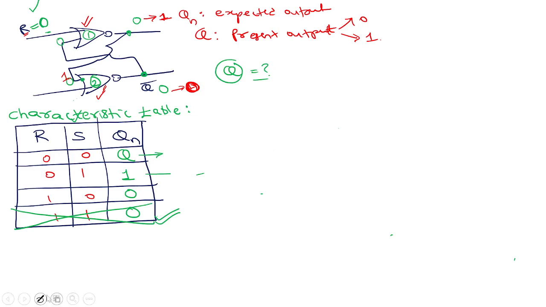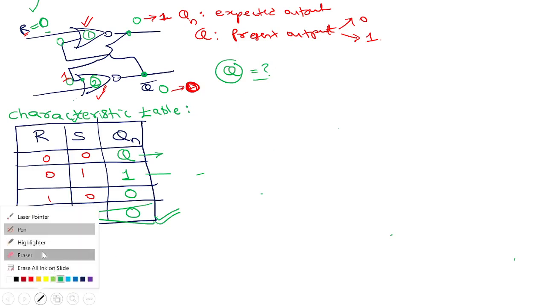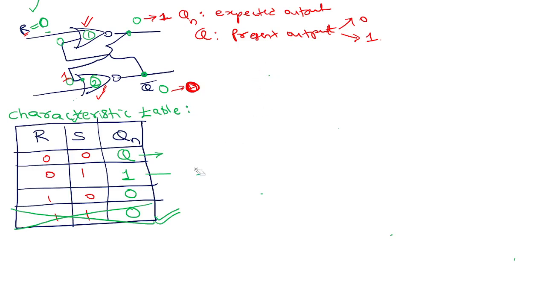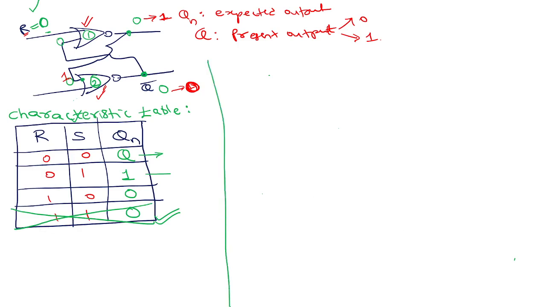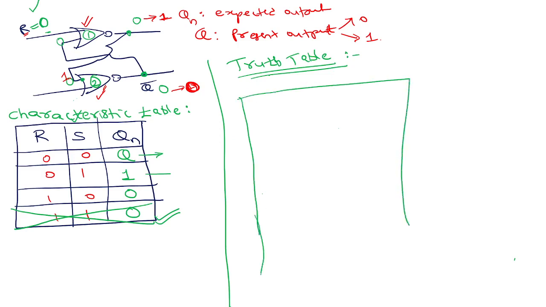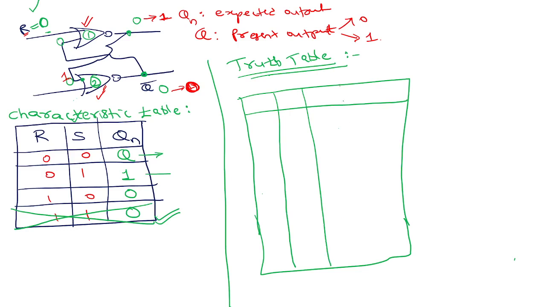Now there is something called the truth table, right? We all know that. Can anybody tell me what is the difference between a characteristic table and a truth table? Or are they the same? If they are the same, we will not be discussing that, right? Obviously, that much we know. Any guesses?